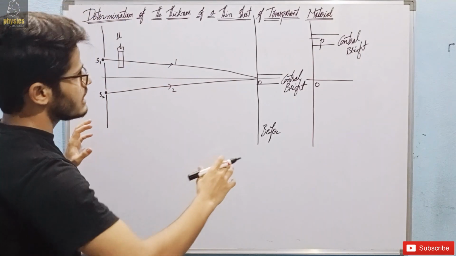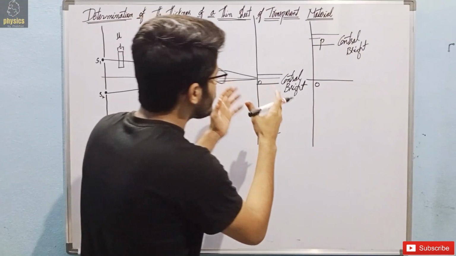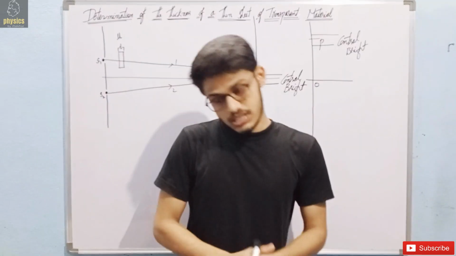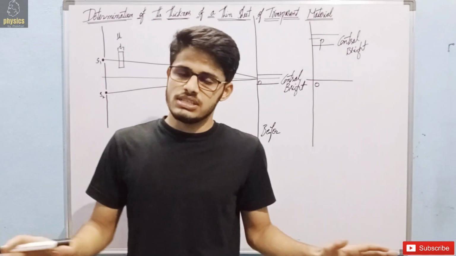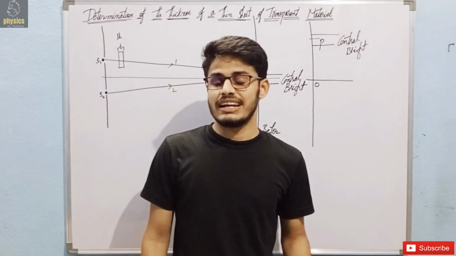So the thing is, after the introduction of the thin sheet, the fringe pattern got displaced. That is all fine. The fringe pattern got displaced. But why did the fringe pattern get displaced? That is my question.